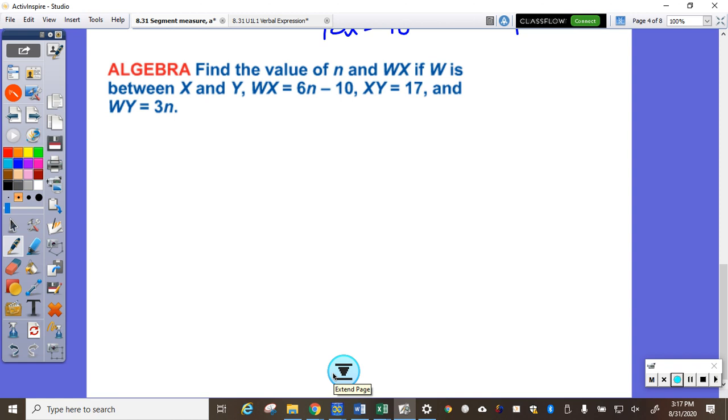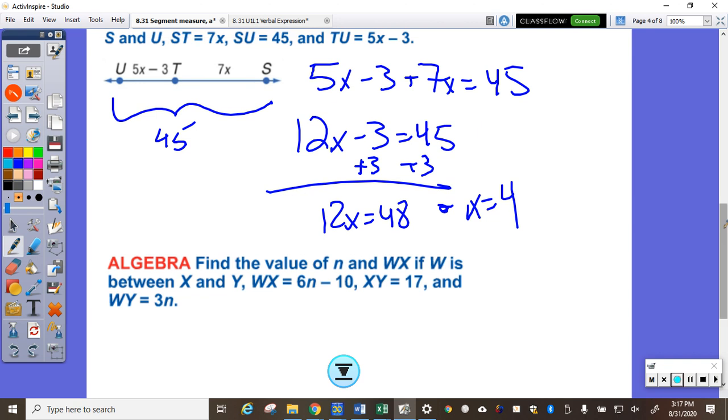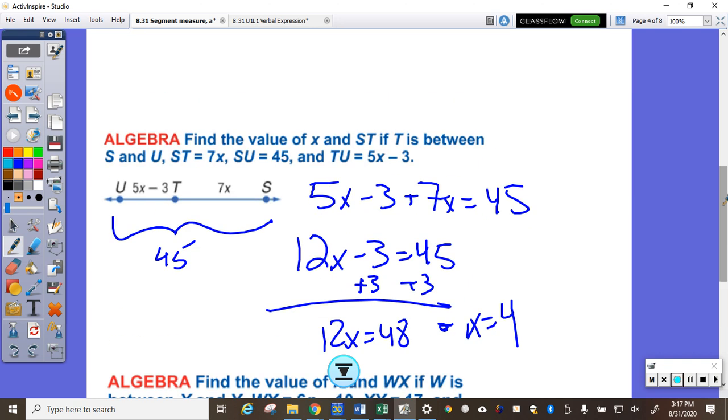Find the value of n and WX if... I'm sorry, I'm going to go back here for a second. Since x is 4 and we were asked to find what the value of ST is, if ST is 7x, 7 times 4 is 28.